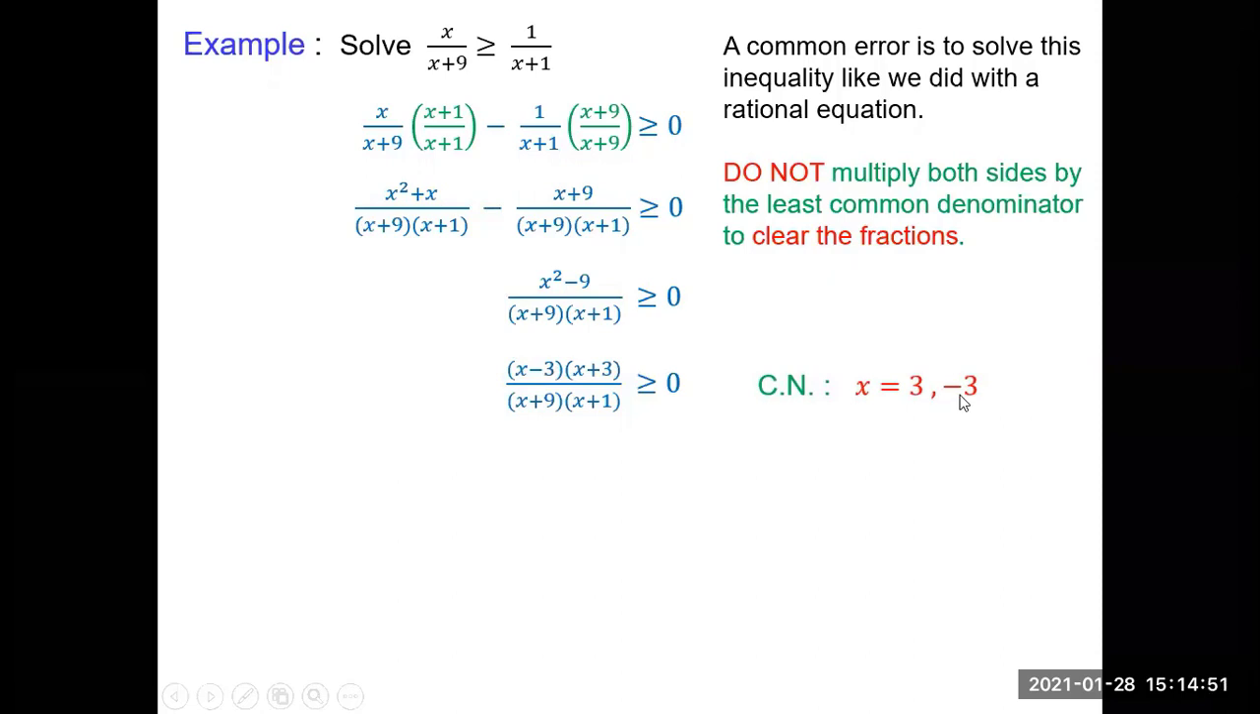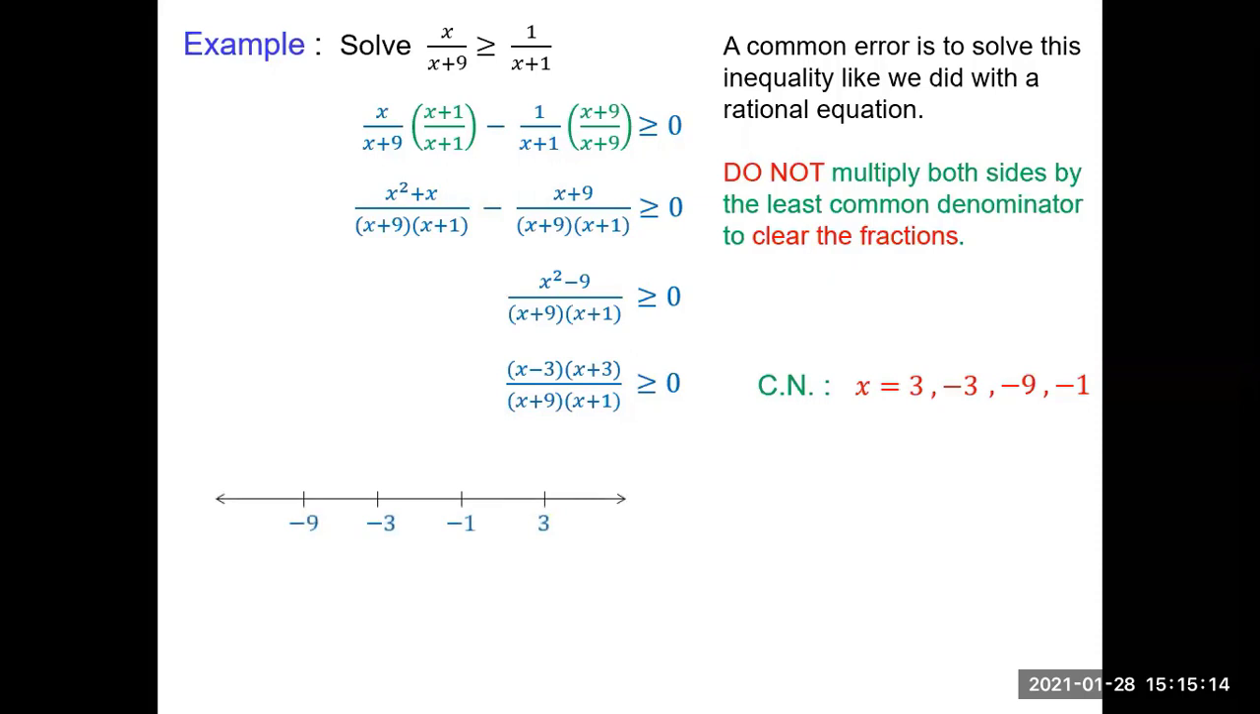But there was another type of critical number, as we saw on the previous slide, that said the critical numbers could also occur when the function is undefined. We know that fractions are undefined when the denominator is equal to 0. So I also see two more critical numbers of negative 9 and negative 1.